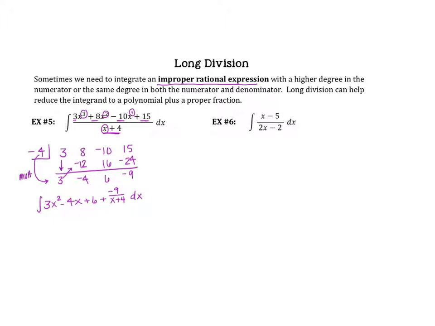And so when we go through our integration, we're going to have 3x to the third over 3 minus 4x squared over 2 plus 6x. And then right here, this is natural log again. You can move the negative 9 out, and then you're going to have natural log absolute value of x plus 4, and then plus C. You're welcome to go back and reduce some of this if you want to. I will leave that for you to do if you want.